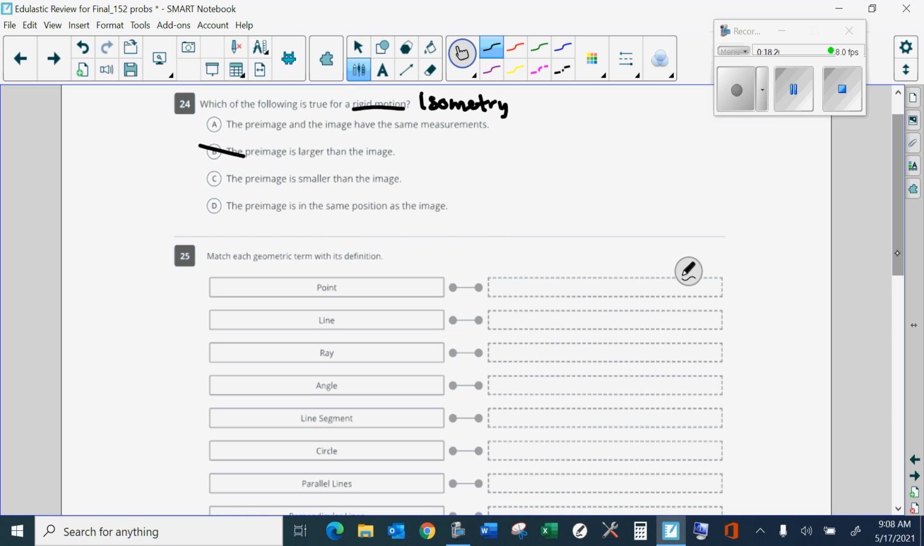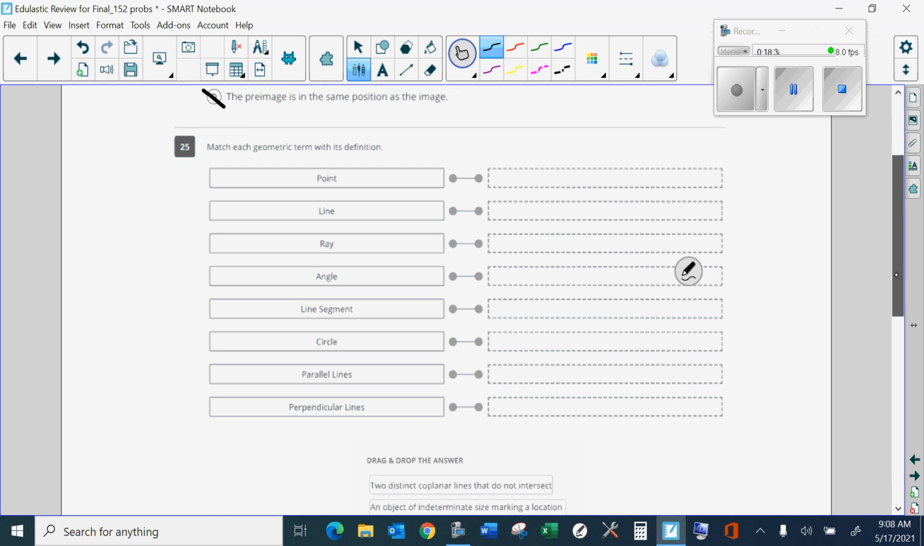The preimage is smaller. No, it's a dilation. The preimage is in the same position. No, it doesn't have to be in the same position, but it does have the same measurements. All the corresponding angles must be congruent, and corresponding sides must be congruent.